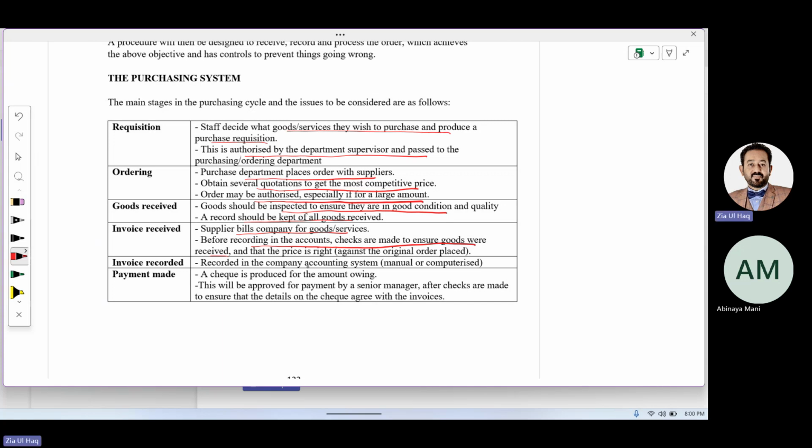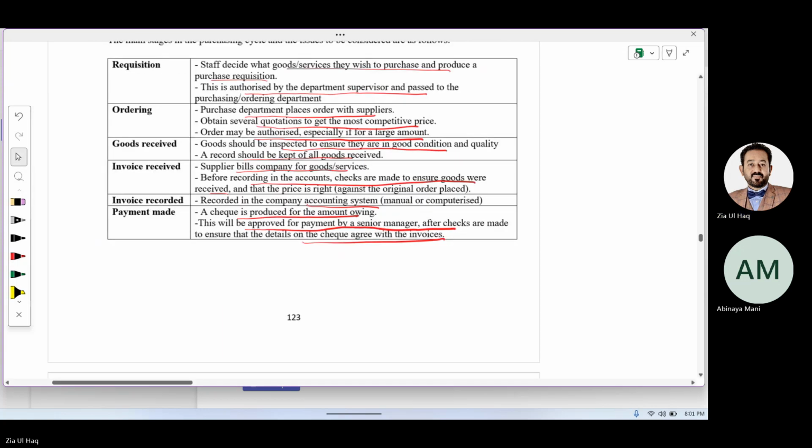An invoice should be recorded into the accounting system, either manual or computerized. And payment made, a check is produced for the amount owing. This will be approved for payment by a senior manager, and two persons should be authorized signatories. The details of the check should agree with the invoice, and supporting documents should be checked while making payments.